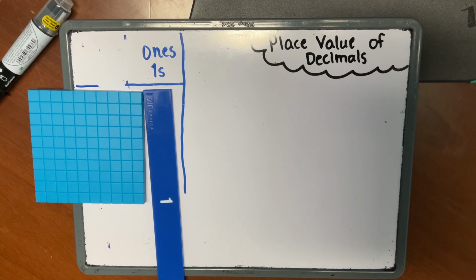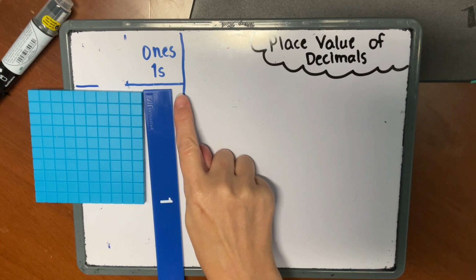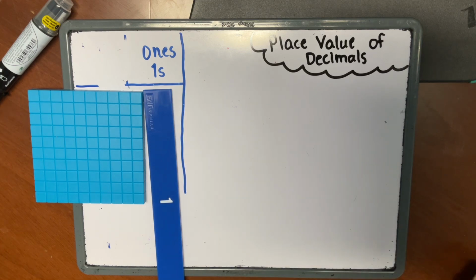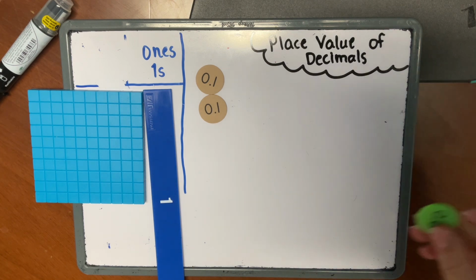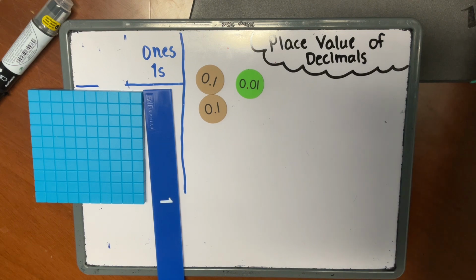Pause the video and draw on a piece of paper or a whiteboard. How would this chart show decimals like 1/10 and 2/10, or even hundredths, or even thousandths? How would you draw this place value chart? Pause the video now and give it a go.